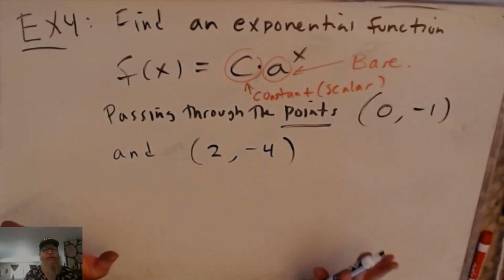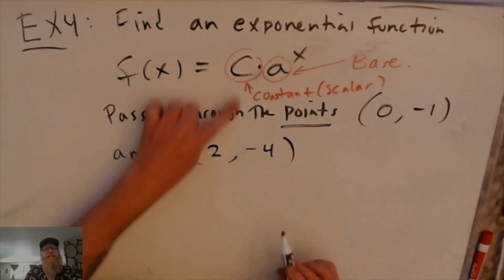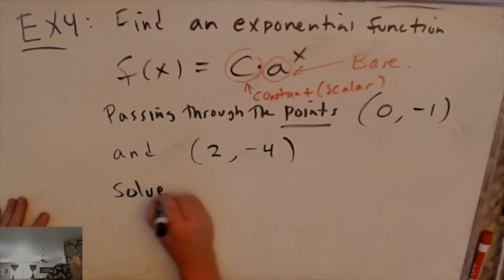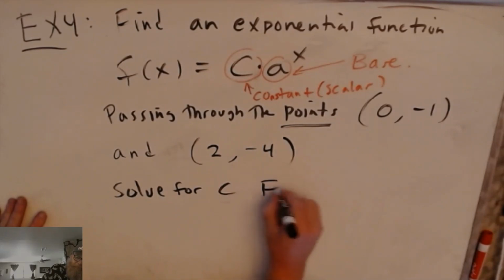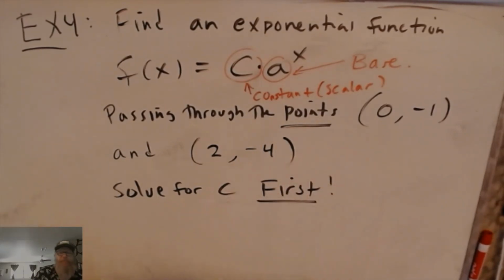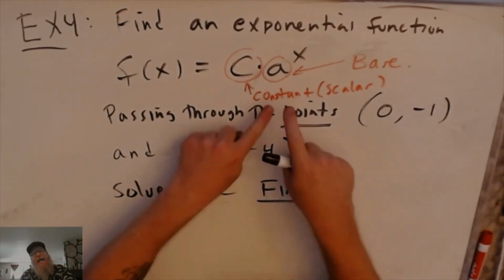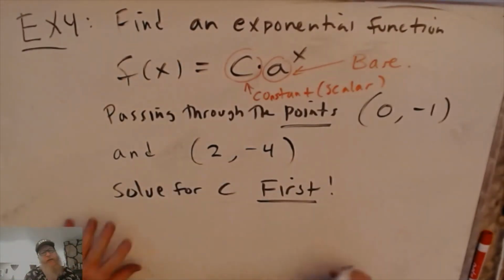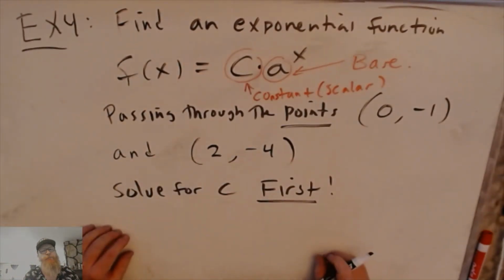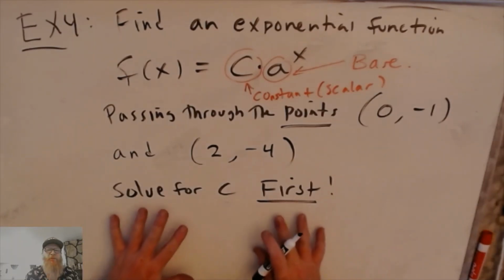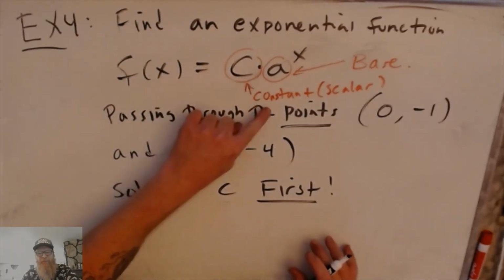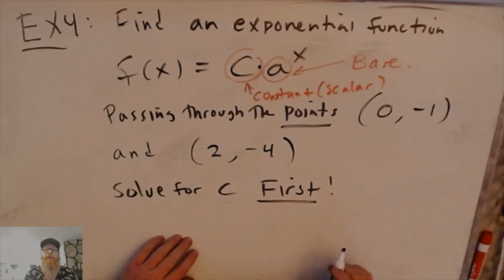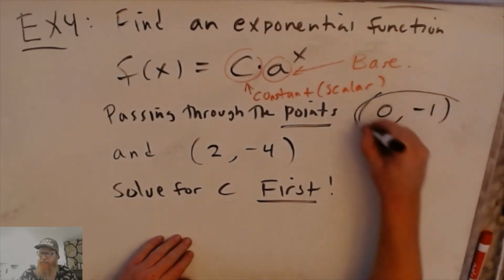Here's the deal with these. You always want to find c first. If you try to find a before you found c, you're going to end up all twisted up and you're never going to be able to resolve the problem. So you got to know who's most important. Find the constant, find that scalar value first. It should be relatively simple.